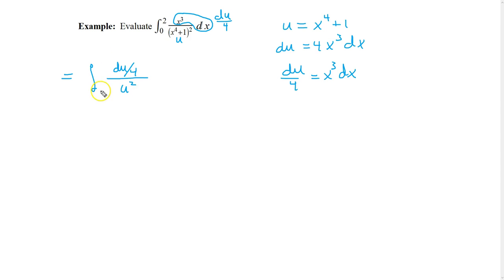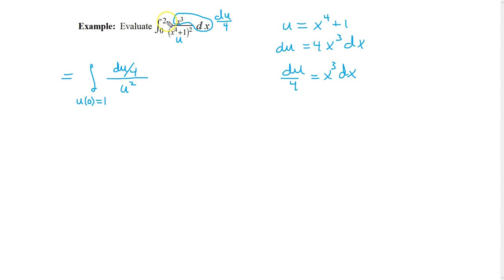Now we need to change our limits of integration. They're not going to be 0 and 2 anymore. The 0 and 2 were only when we were integrating with respect to x. Now we're going to integrate with respect to u. So notice that if x is equal to 0, u will equal 1. So really we need to put down here in our lower limit u of 0, which is 1 in this case.